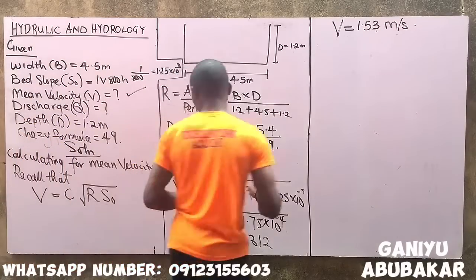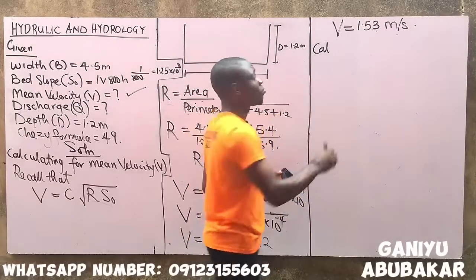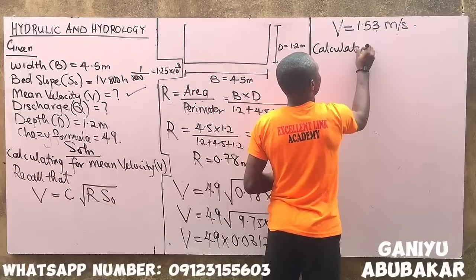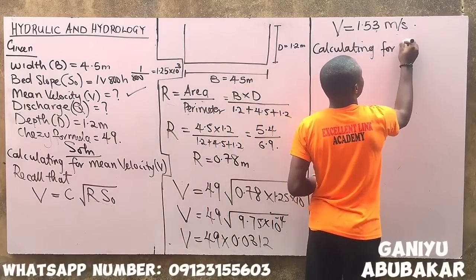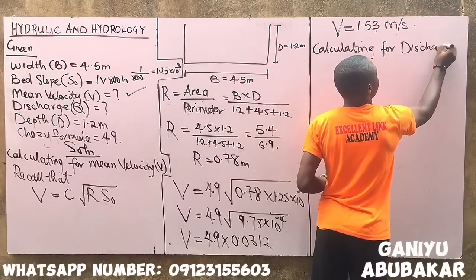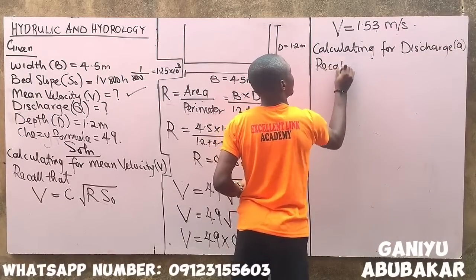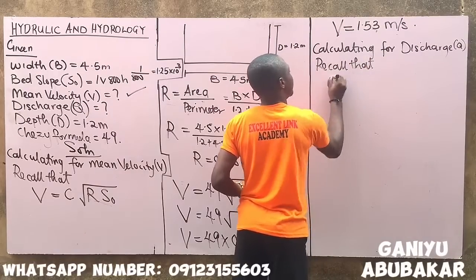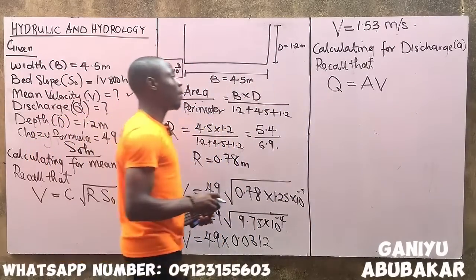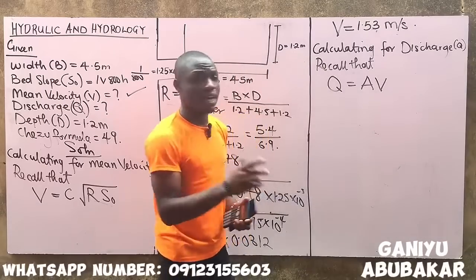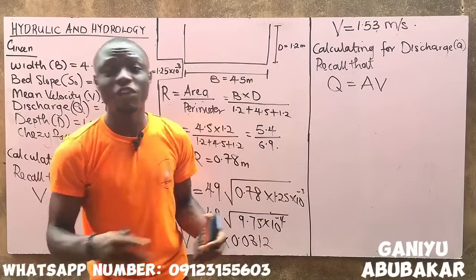So the next task now is to calculate the discharge, that's Q. Recall that discharge Q is equal to area times velocity. I'm looking for discharge. I need two things: I need area and I need velocity. So it means that I know velocity and area.